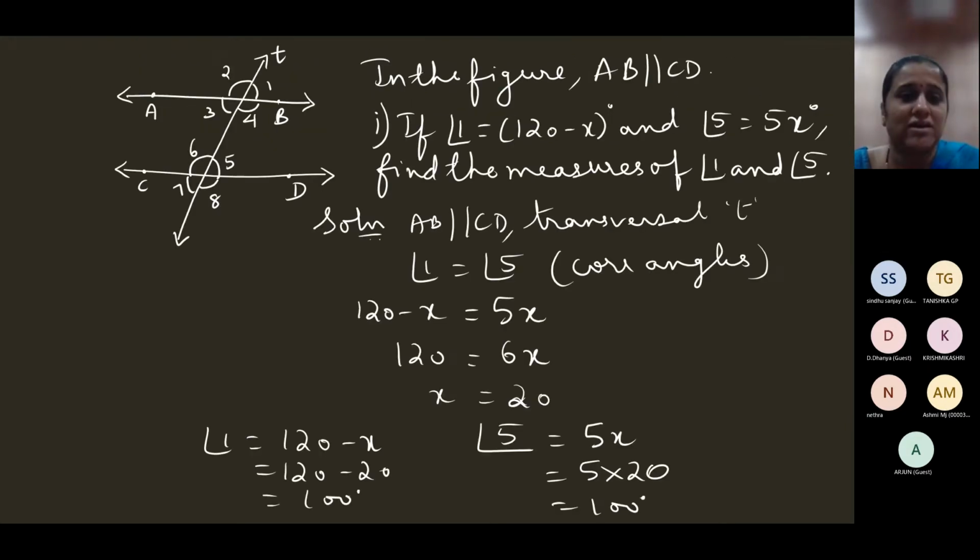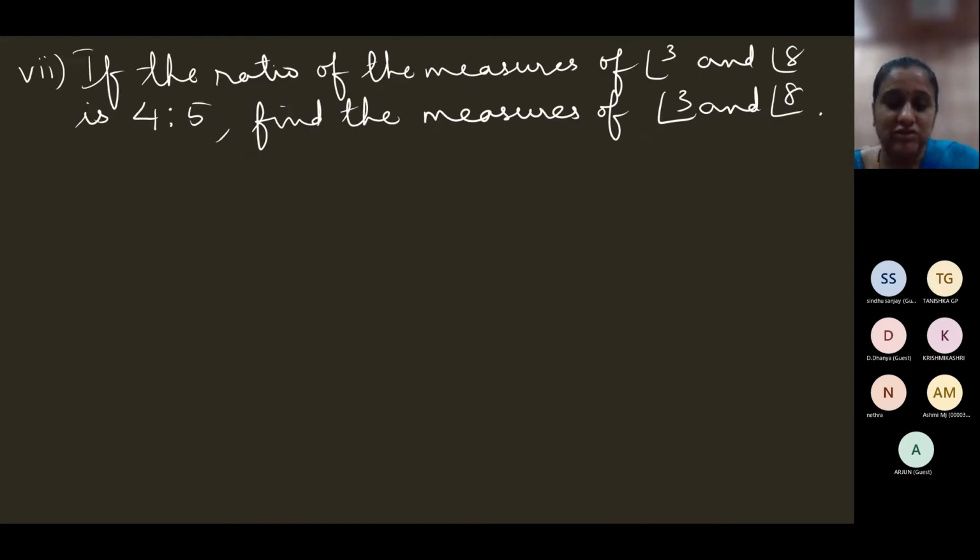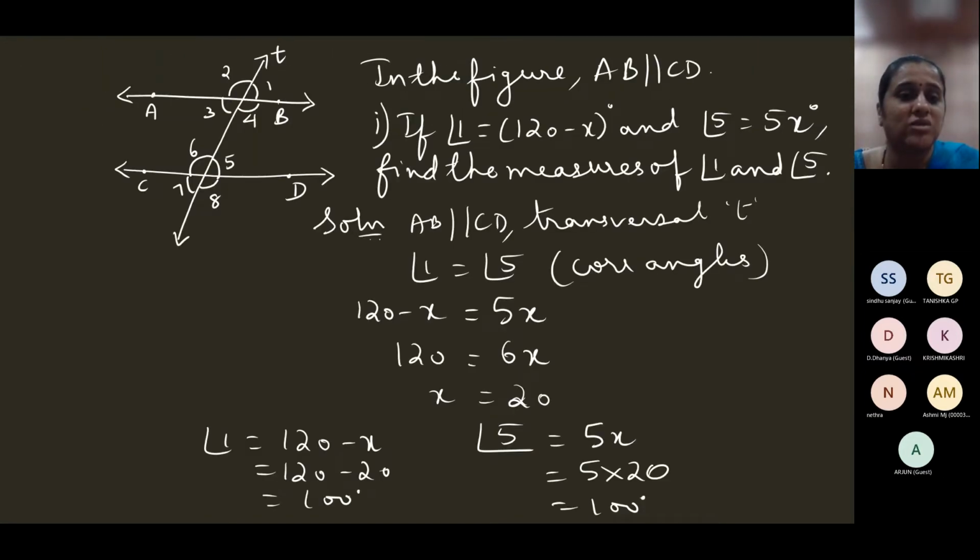Perfect. Yes. So what is the connection between 3 and 8? Ma'am, 3 and 4 are a linear pair and 4 is equal to 8. Very good. Yeah, 4 is equal to 8. You can do that.